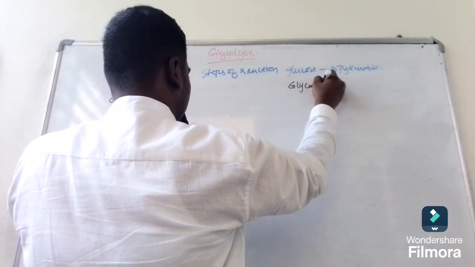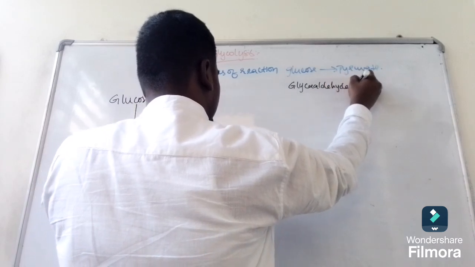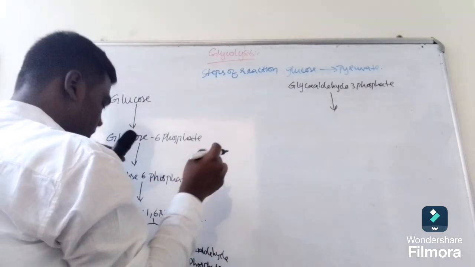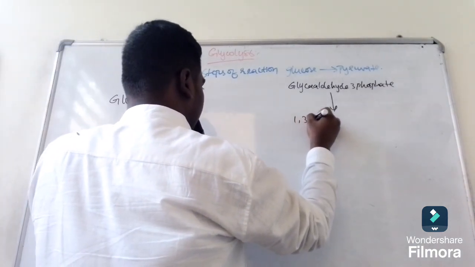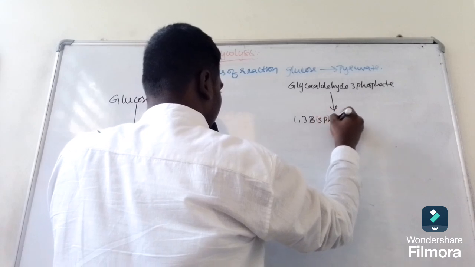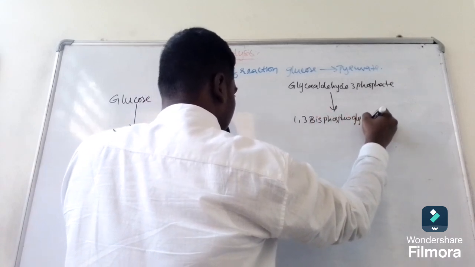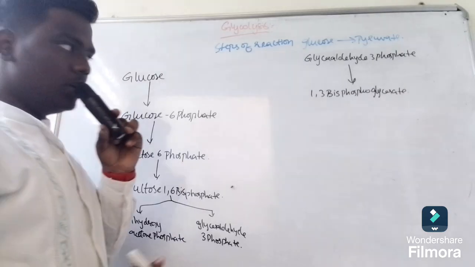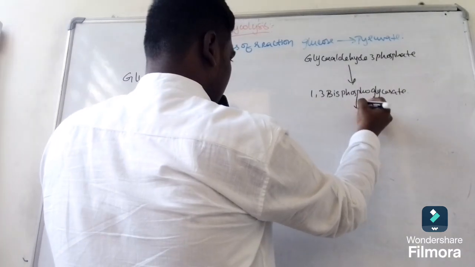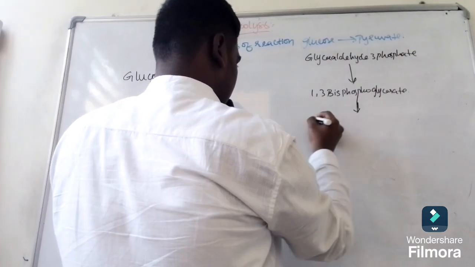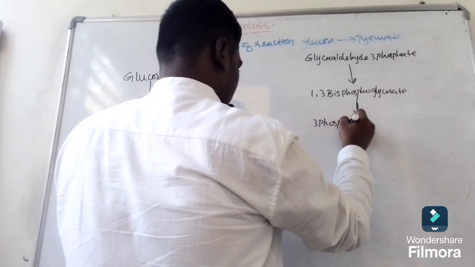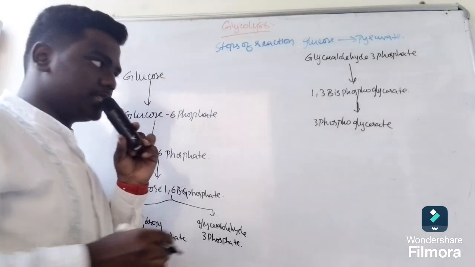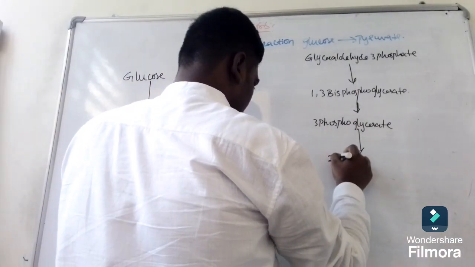Glyceraldehyde 3-phosphate is converted to 1,3-bisphosphoglycerate. From 1,3-bisphosphoglycerate, you are getting 3-phosphoglycerate. Then from 3-phosphoglycerate, you are getting 2-phosphoglycerate.